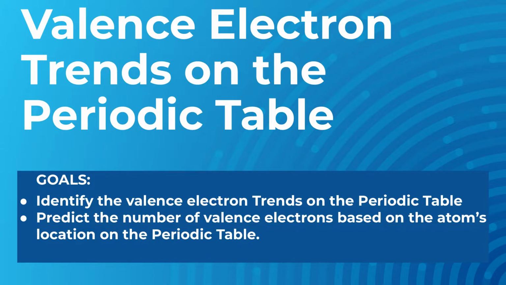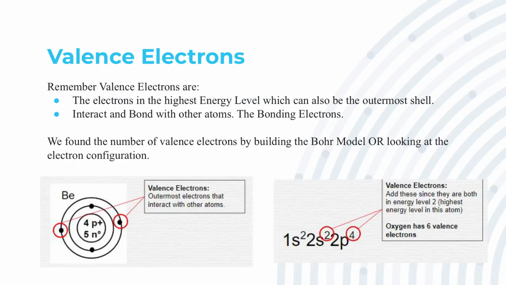The goals for this lesson are to identify the valence electron trends on the periodic table and predict the number of valence electrons based on the atom's location on the periodic table. This method is a lot easier and faster than having to draw the Bohr model for every single atom we're trying to determine the valence electrons for.